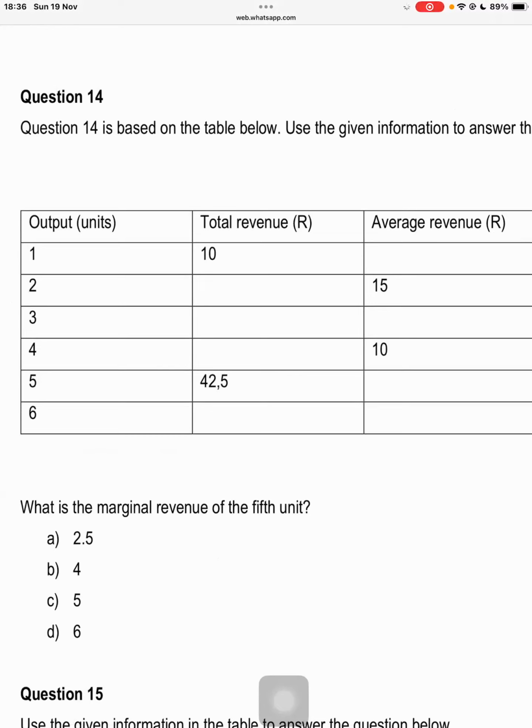For instance, the average revenue of the first unit is 10 divided by 1, which gives you an average revenue of 10. Then on the second unit, if you have a total revenue of 20, you say 20 divided by 2, and you have an average revenue of 10. It goes on and on. So in this scenario, where the price is not changing, that is regarded as perfect competition. Remember, in perfect competition, you have a perfectly elastic demand curve.